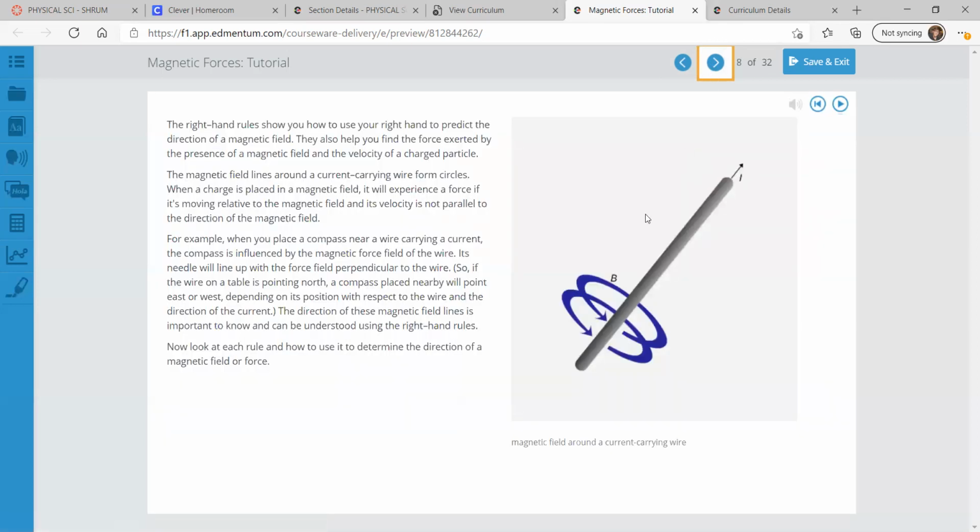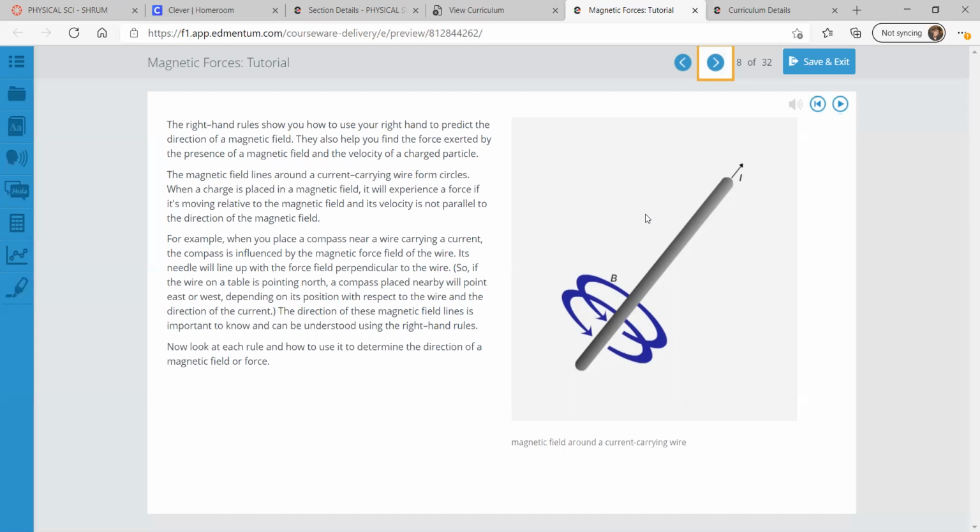The right-hand rules show you how to use your, you guessed it, your right hand to predict the direction of a magnetic field. They also help you find the force exerted by the presence of a magnetic field and the velocity of a charged particle. The magnetic field lines around a current-carrying wire form circles. When a charge is placed in a magnetic field, it will experience a force if it's moving relative to the magnetic field and its velocity is not parallel to the direction of the magnetic field.